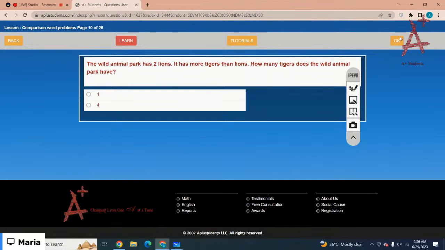Two lions and more tigers than lions. So you have to select a number that is greater than 2. So which is the correct option? Which number is greater than 2? Yes, very good. That would be 4. That means the park has 4 tigers.